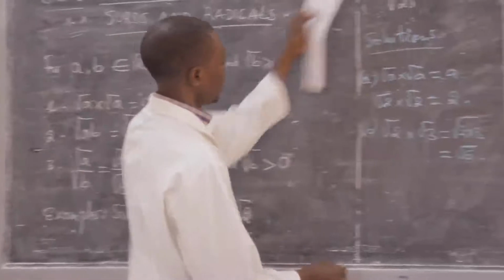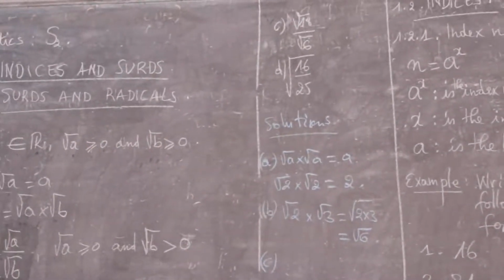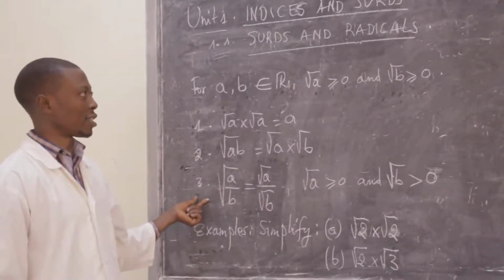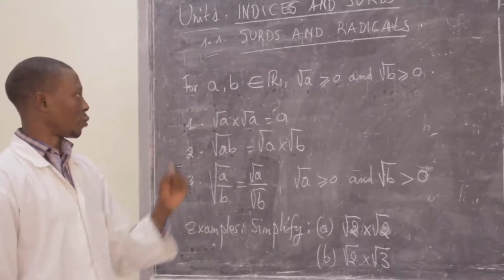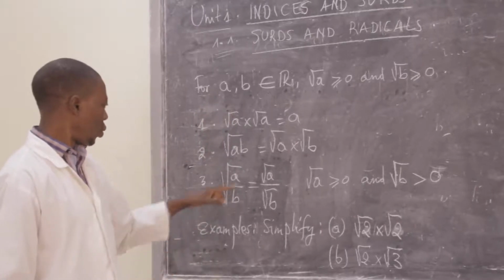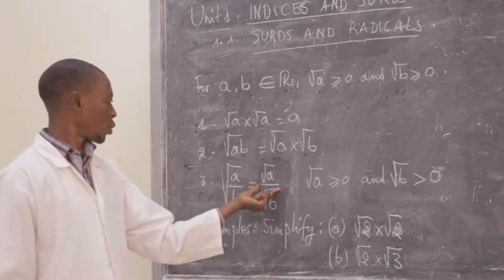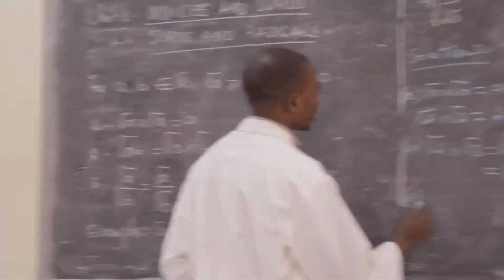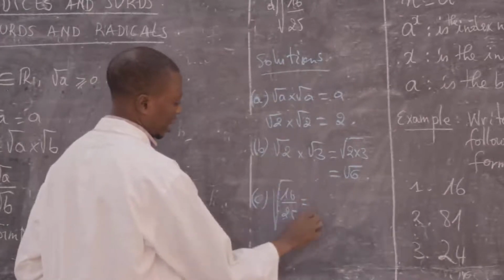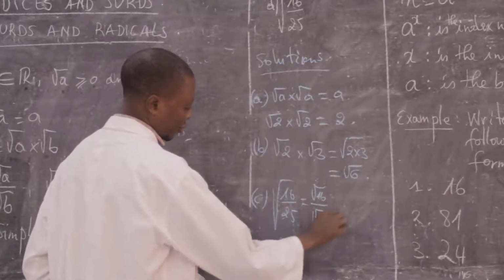Then example C, where we use property number 3. As you have the square root of 16 divided by 25, you are going to separate it into this. Or we take, for example, the square root of 16 over 25. This is like the square root of 16 over the square root of 25.